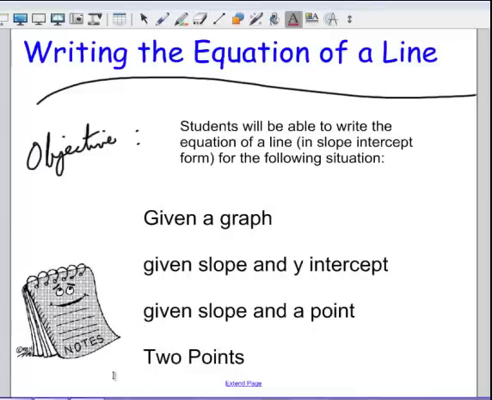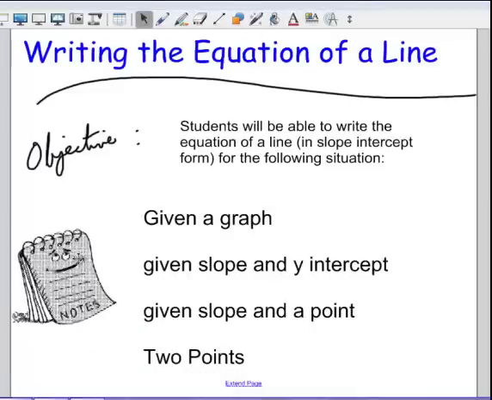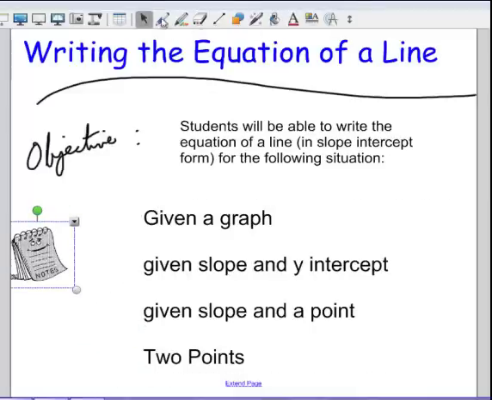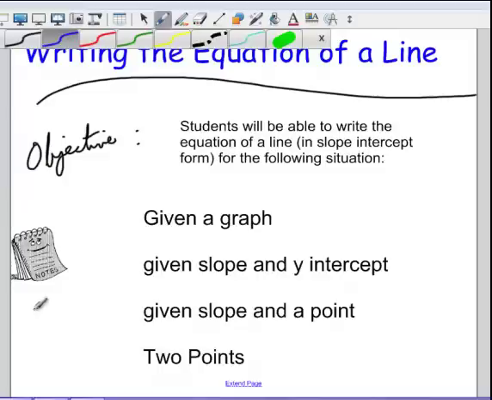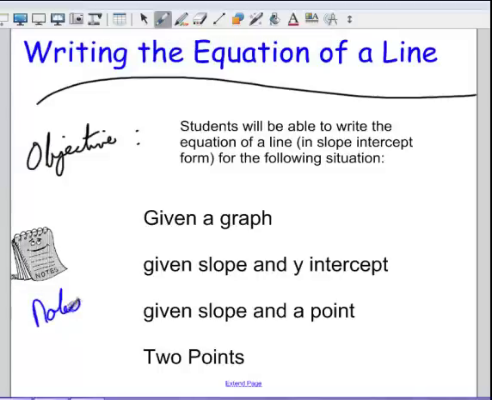And if you note here, there's this little notepad. That means that you're required to take notes and put them in your portfolio.